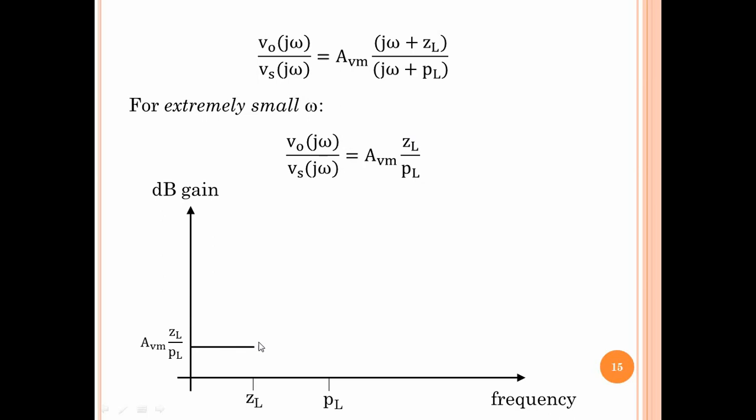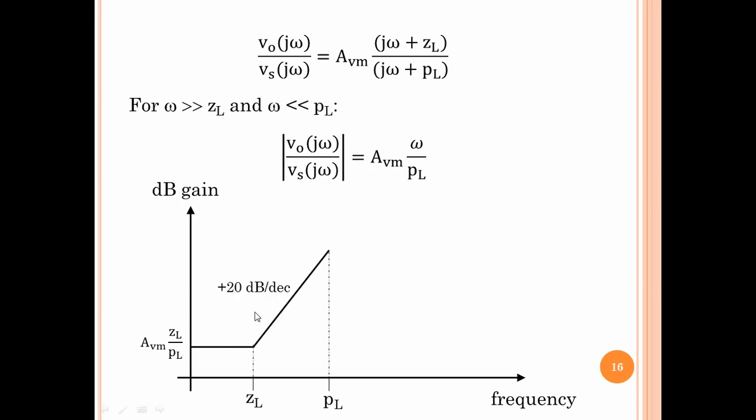And then we say, well, what happens? Let's see what happens next. For frequencies in the middle range, omega greater than ZL but less than PL, as an approximation we ignore the ZL in the numerator. Omega is less than PL, so we ignore the omega in the denominator. So we'll get j omega by PL. The magnitude will be omega by PL, and so the gain varies linearly with omega here.